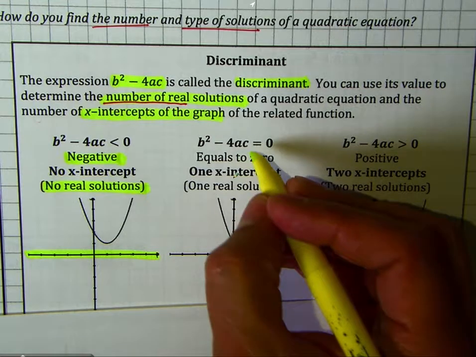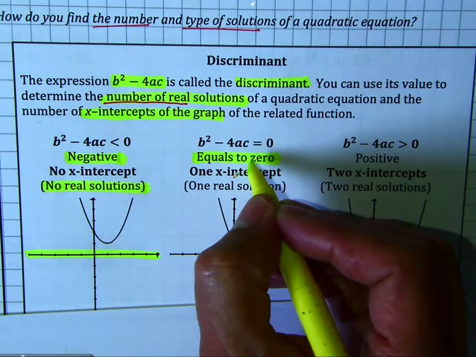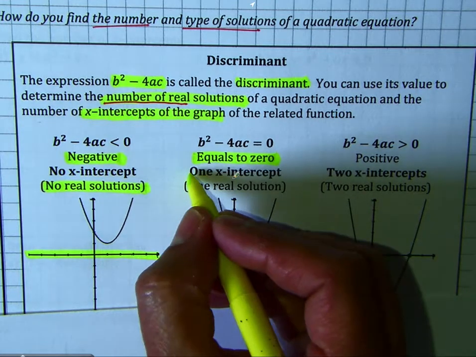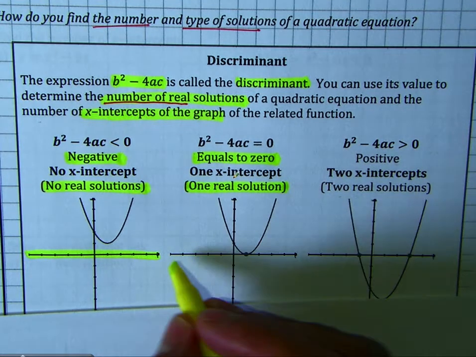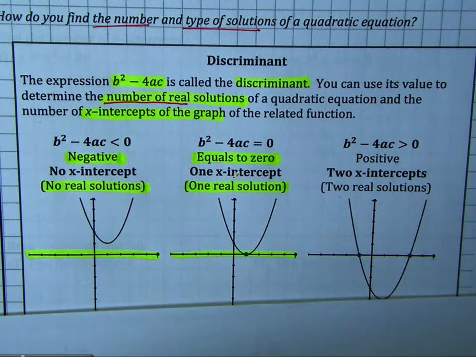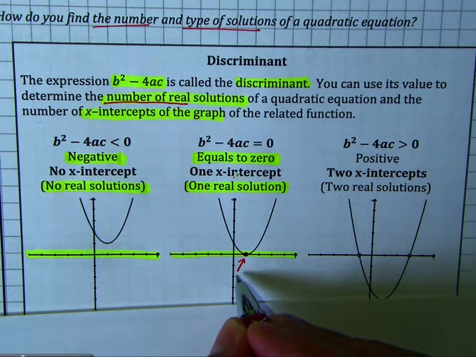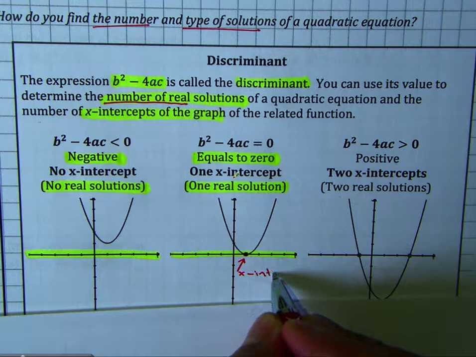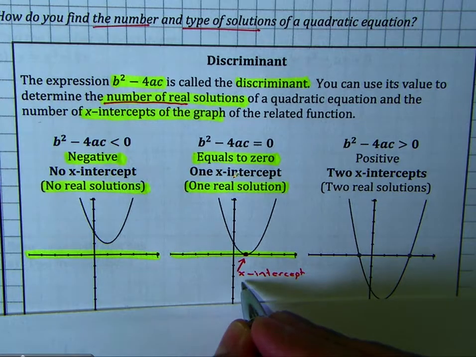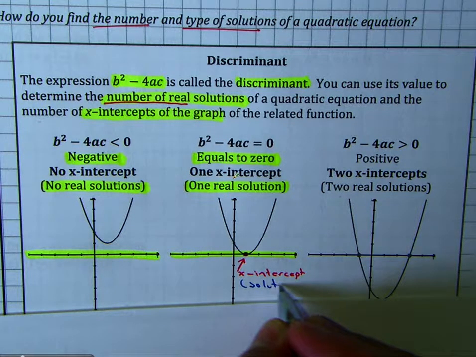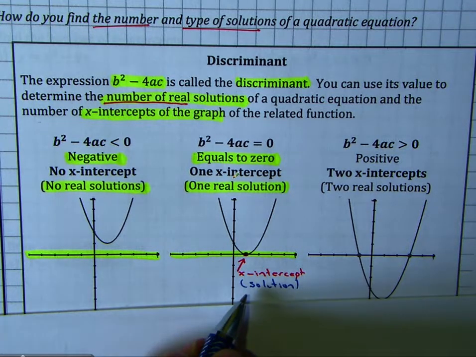If your discriminant is equal to 0, whenever you simplify b squared minus 4ac, if it's equal to 0, that means it's going to have one x-intercept. That means it's going to have one real solution. And notice that this is an example where it touches it only once. It has one x-intercept, which means that it has one solution. So something that you want to keep in mind is that your x-intercept is your solution.